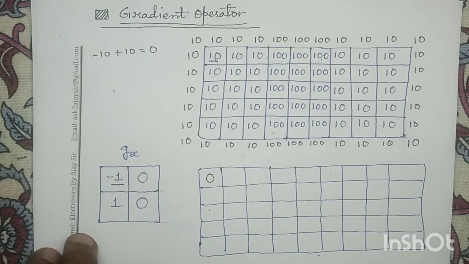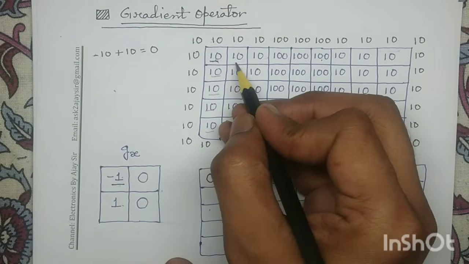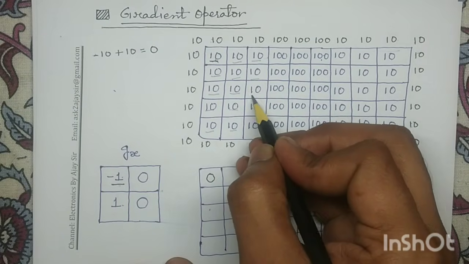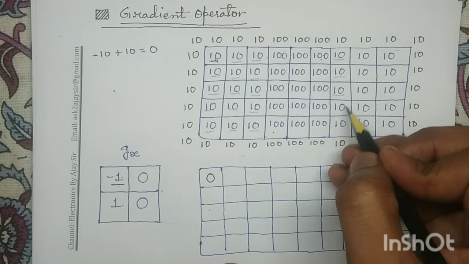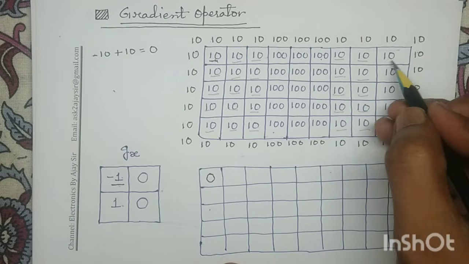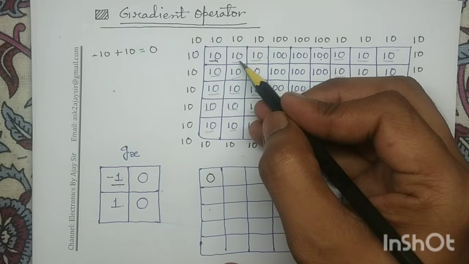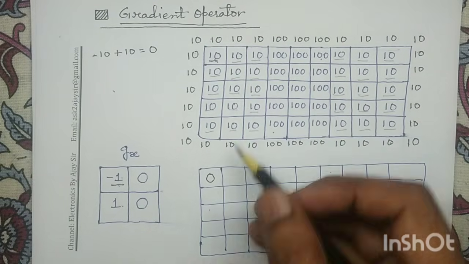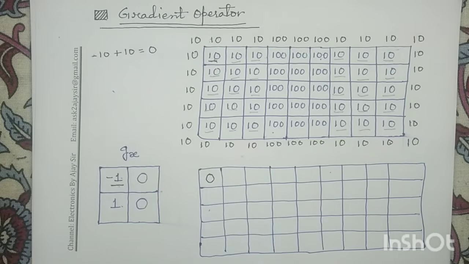Similarly, if you determine the response for all these pixels, and similarly for these pixels also, you will get the same response, minus 10 plus 10, that is equal to 0. So for all these pixels, let me write the response that is equal to 0.